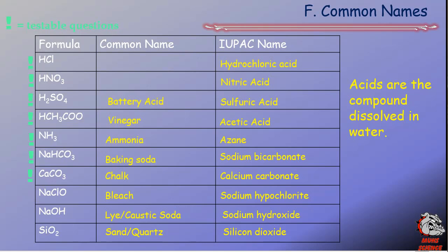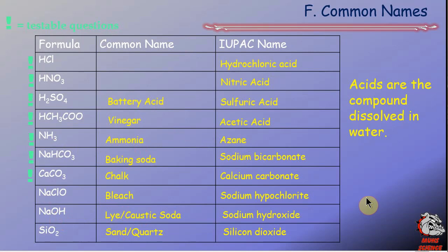As far as the IUPAC names go, azane is probably the one that's the outlier here. I don't know of anybody that's ever referred to it as azane. Everybody just calls it ammonia gas. And be aware that ammonia is NH3. Ammonium is a polyatomic ion with an extra hydrogen atom on it, and it's NH4 with a positive charge. Bleach, lye, caustic soda, sand, and quartz are just on here as a couple of extra little common names for you to be familiar with.